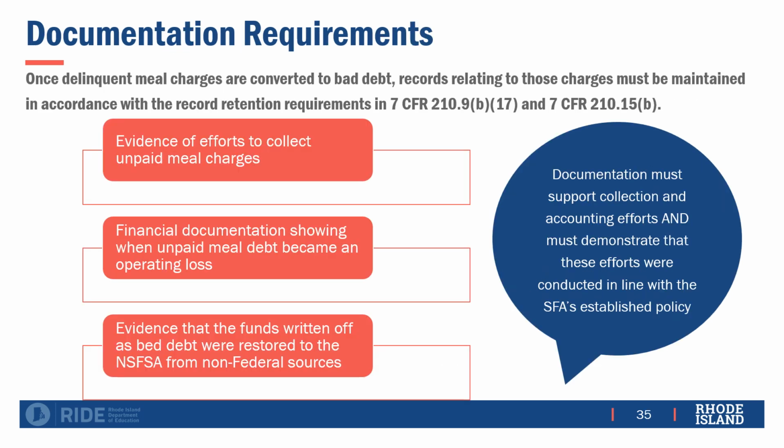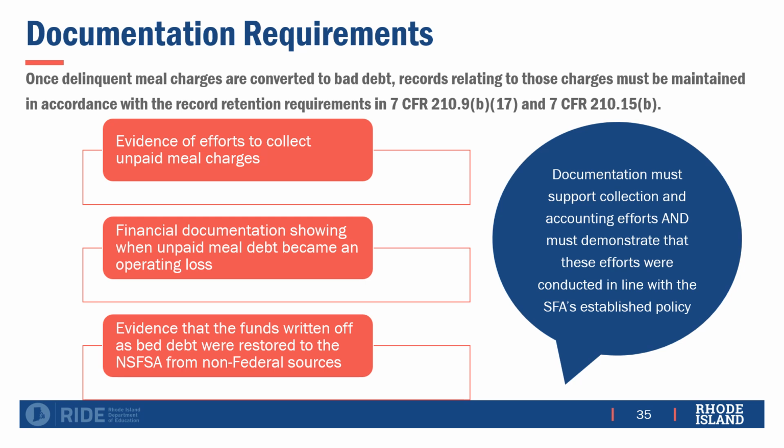According to USDA Policy Memo SP 47/2016, once delinquent meal charges are converted to bad debt, records relating to these charges must be maintained in accordance with the record retention requirements outlined in regulation. SFA records related to unpaid meal debt must demonstrate both appropriate accounting procedures as it relates to allowable costs, and use of non-federal funds when unpaid meal charges are converted to bad debt, as well as adherence to the timeframes and methods of collection for unpaid meal charges as outlined in the SFA's written unpaid meal debt policy.